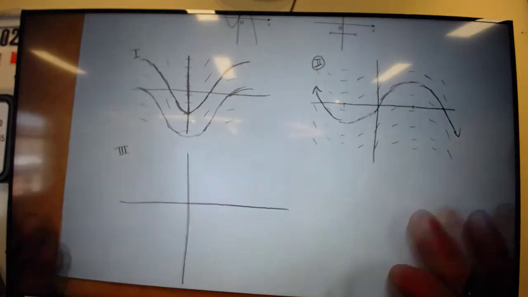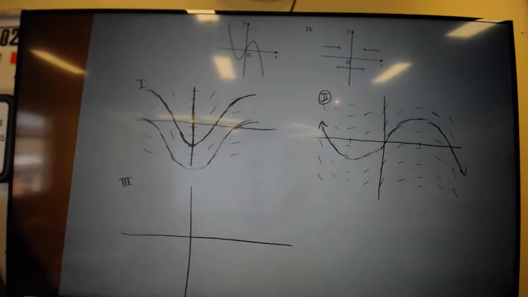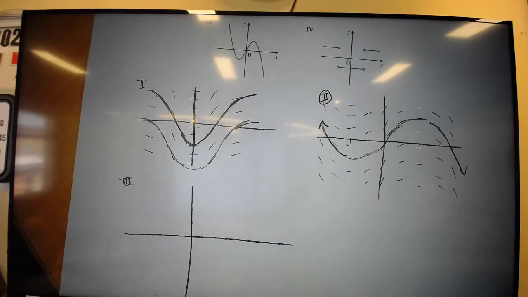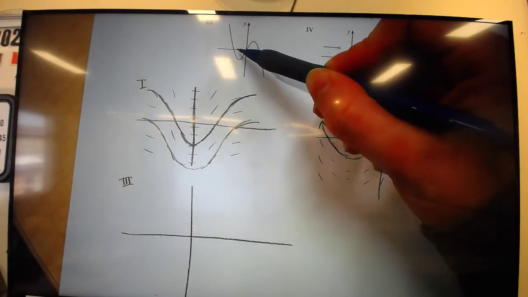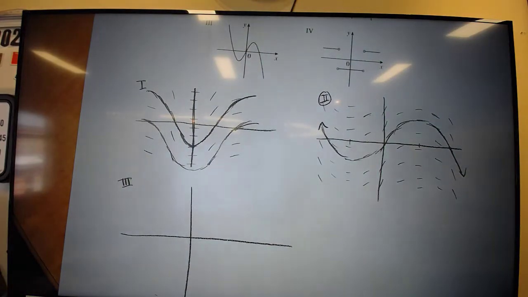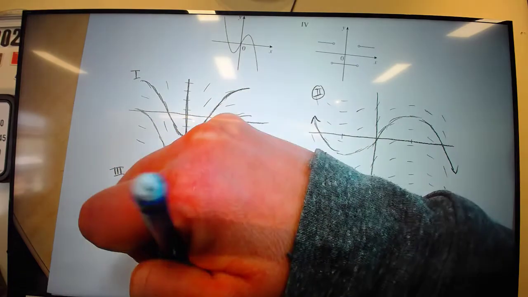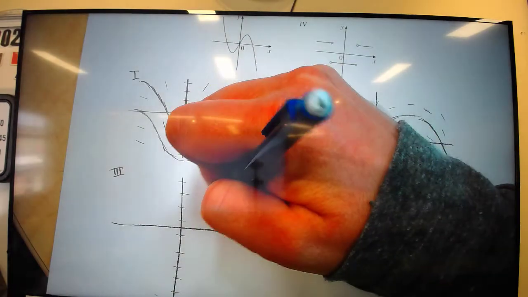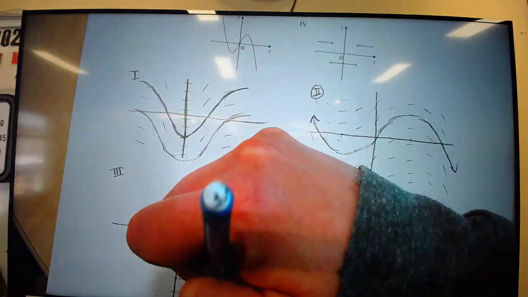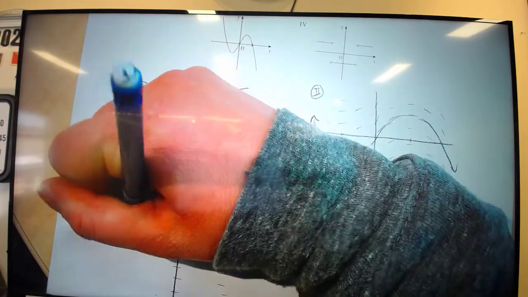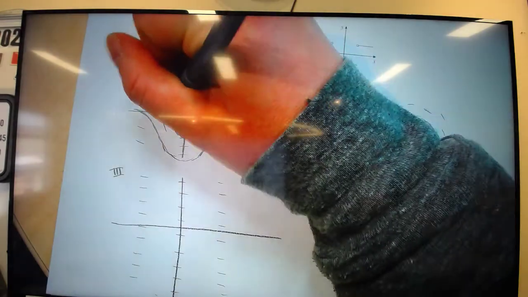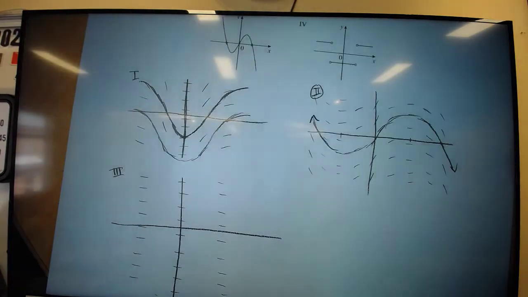Third one. This time we've got 1, 2, 3 points where this derivative is equal to 0. So we've got a tangent of 0 here, we've got a tangent of 0 here, and we've got a tangent of 0 here.